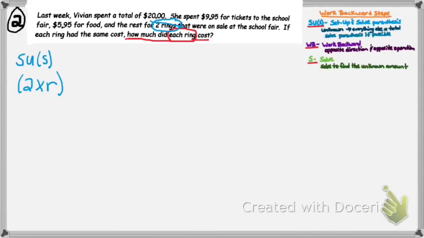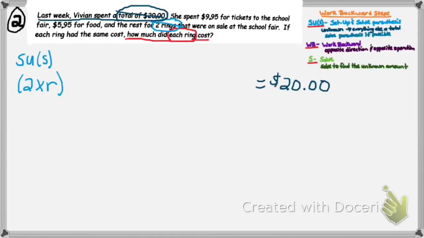The next thing I need to find to put at the very end is the total. And it says last week Vivian spent a total of $20. So I'll go to the very end, write equals $20, and I'll cross that out since I've written my total.